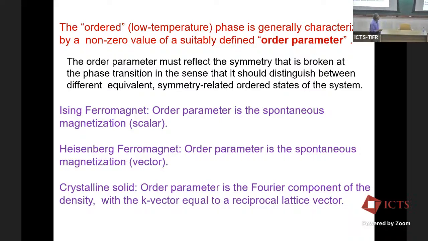So I have just given you some examples of such order parameters. And you have to be careful in defining the order parameter. You have to take into account the symmetry of the problem in defining the order parameter, in the sense that, as I just mentioned, there could be different ordered states related to each other by symmetry. Just like in the Ising model, the majority up state is one of the ordered states, and the majority down state is another ordered state related to each other by symmetry. So the order parameter should be such that it should have different values in these two states. It should not have the same value.